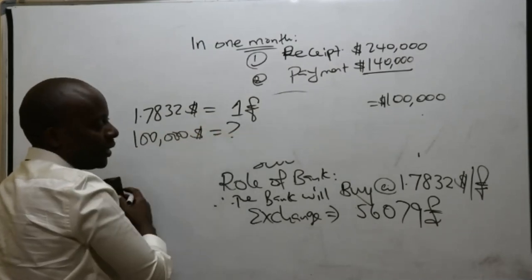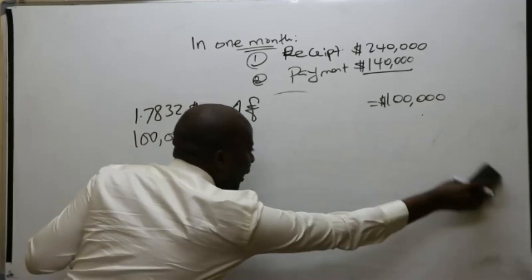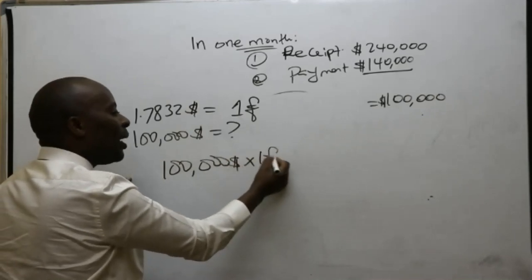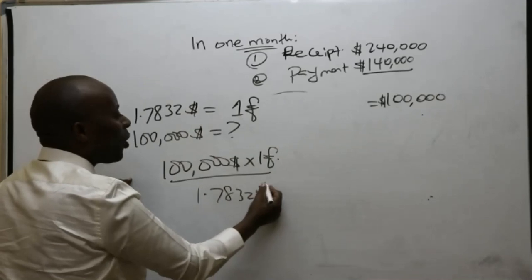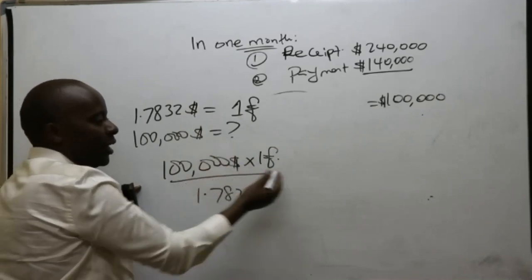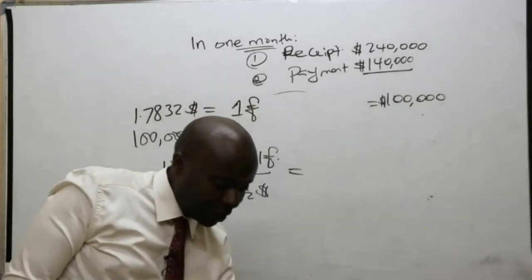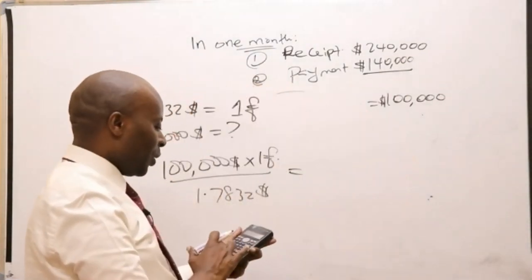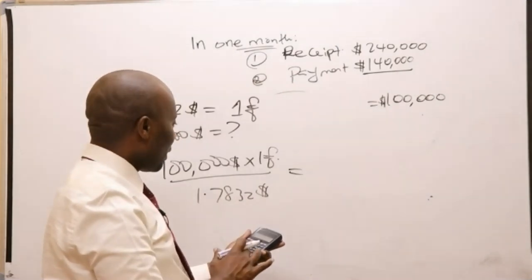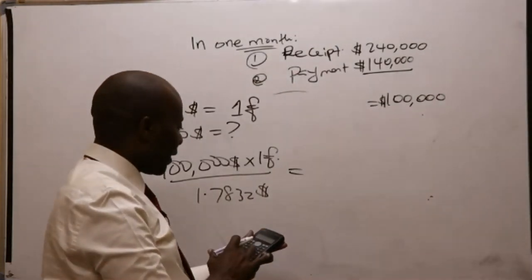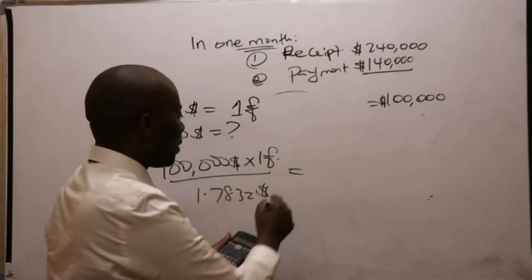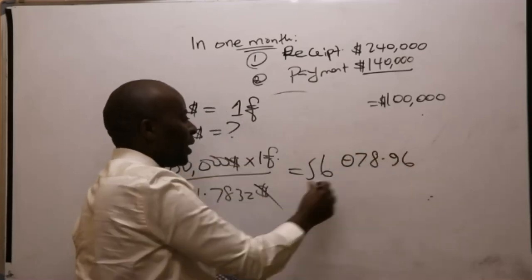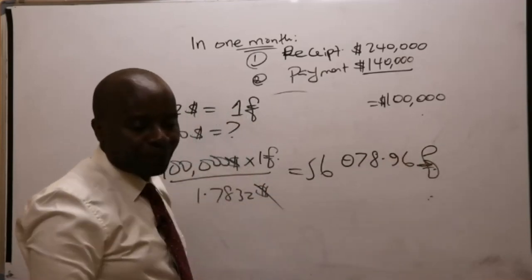How about our net receipt, which we want to hedge, which is $100,000? How many pounds do we have there? From there, you cross multiply. So you'll end up getting $100,000 times £1 divided by $1.7832, of which dollars and dollars will cancel out. If you take your calculator, you'll see a very beautiful figure: a hundred thousand times one divided by 1.7832 gives us 56,078.96 pounds.